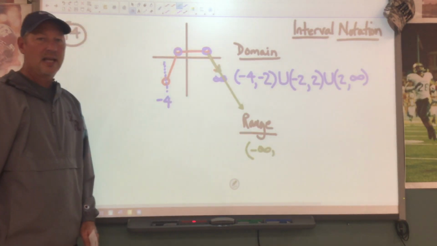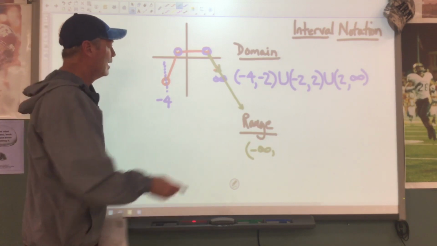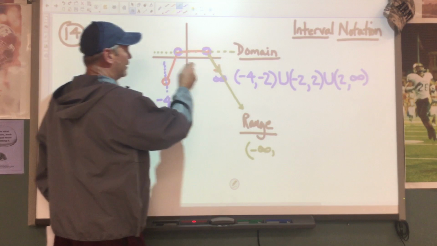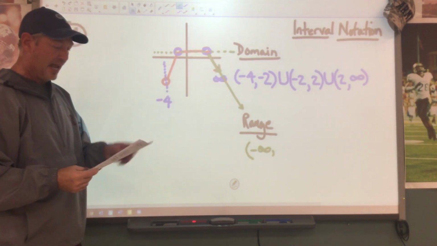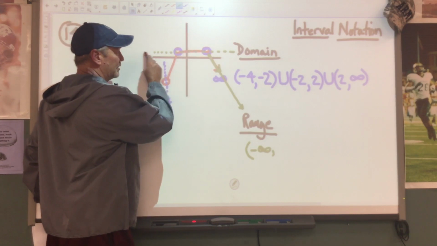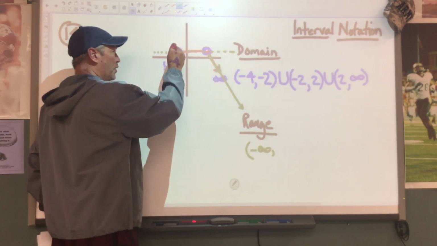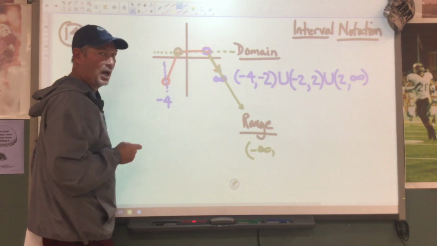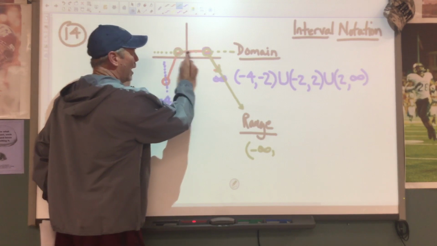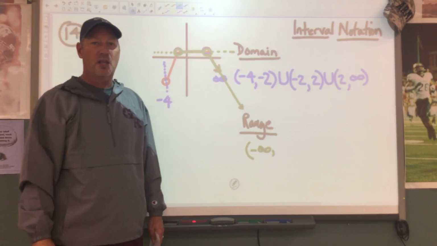How high do I go? Well, this is the tricky part for some people. The high point of my graph is right there. All right, and you have to ask yourself, does our graph make contact with this line? Well, this point says no, we don't make contact. This point says no, we don't make contact. But right here, do we make contact? Does our graph make contact with the line?